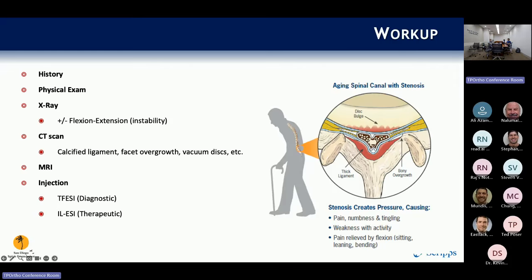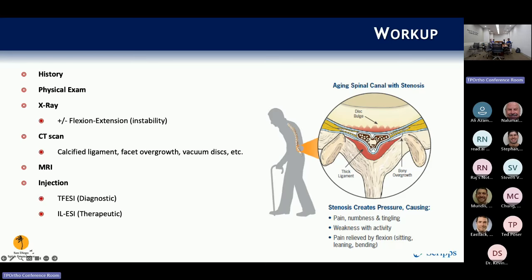So briefly, our workup of these patients includes a detailed history, which not only includes the basics like region of pain and chronicity, but also should ask questions related to the alleviation of symptoms with different postures. And then the physical examination should also include the basics of the spine exam, as well as special tests like the straight leg raise as well.